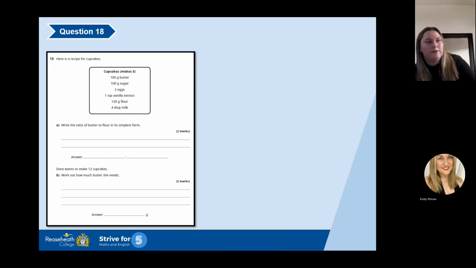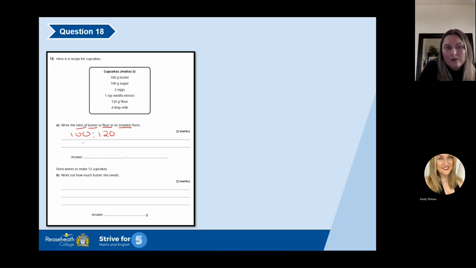Okay, so here is a recipe for cupcakes, and we've got the recipe here. Write the ratio of butter to flour in its simplest form. Okay, so let's look for butter, which is 100 grams. So I can write down 100, and then we want a ratio, and we're going to flour, so 120. But it wants it in its simplest form. So that is the ratio, but we want it in its simplest form.